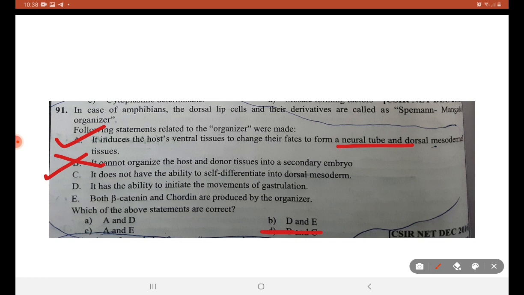It does not have the ability to self-differentiate dorsal mesoderm. No. C, not the right answer. Ability to initiate movements of gastrulation. Correct. Both beta-catenin and chordin are produced by the organizer. No, not correct. A and D is the right answer.